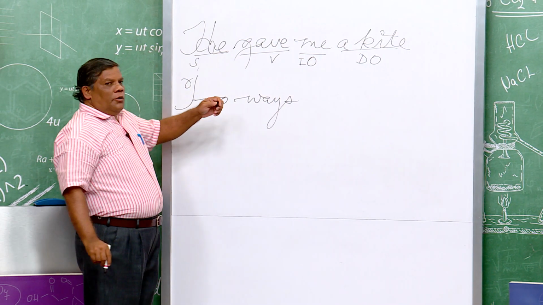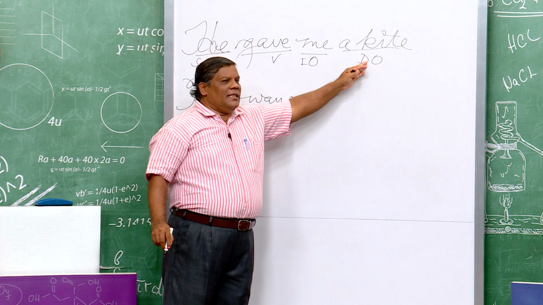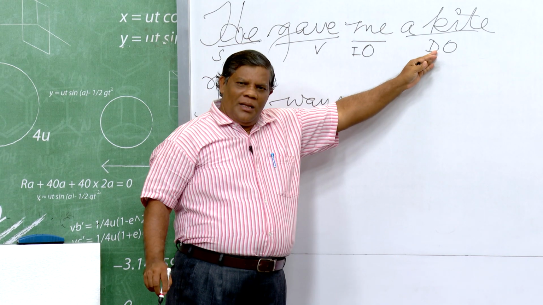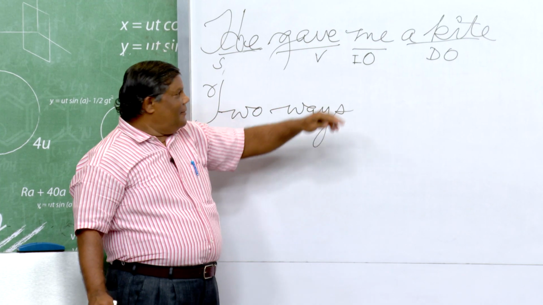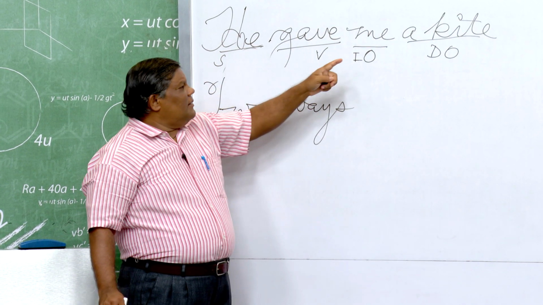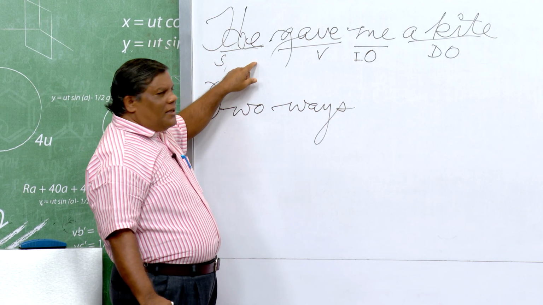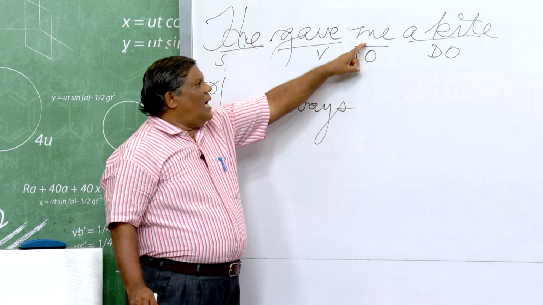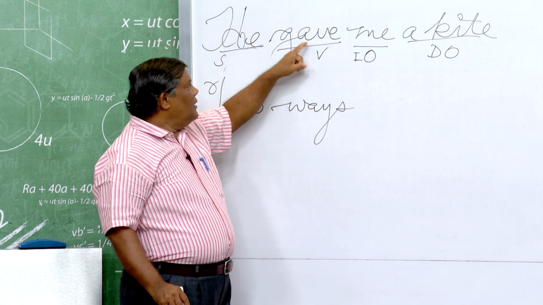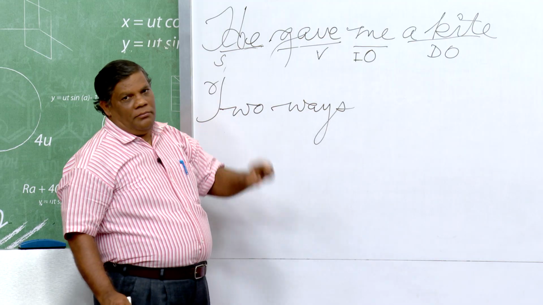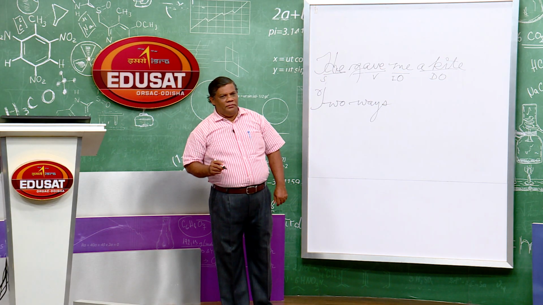That is, we are free to choose any object. We can take this one first, or we can take this one first. We can take either of the two. So, when we take the indirect object first, now make it passive. He gave me a kite, and here when it becomes passive, it becomes I was, it is past tense, I was given a kite by him. I was given a kite by him. This is the passive form, one form.